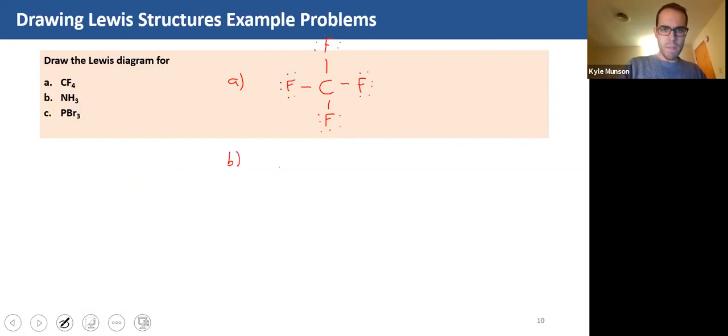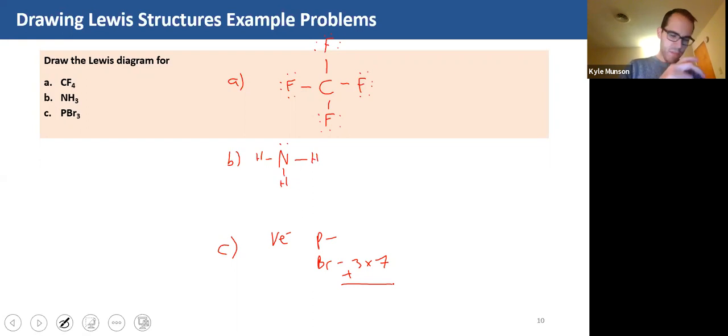Just so we have it. Okay, so now let's do C. All right, so valence electron check. So phosphorus and bromine. I have three of these guys. They have seven valence electrons apiece off the periodic table. And then phosphorus has five valence electrons. So add that all up, I get 26 valence electrons for this structure.